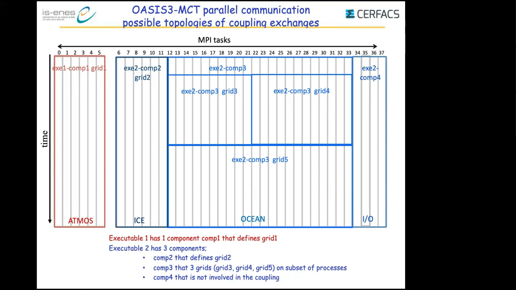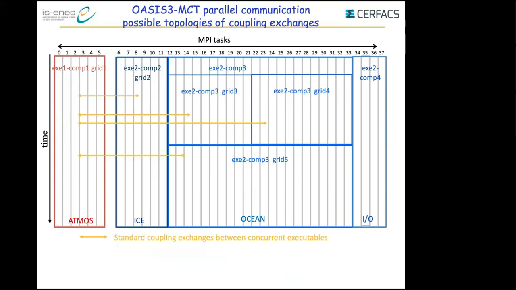So if you have those types of components and you want to know what coupling exchanges you can implement, well, you can implement standard coupling exchanges between concurrent executables. That's the very standard way. The components run in parallel and you implement coupling exchanges between them. This is the standard coupling exchange of the external coupler approach. But with OASIS3-MCT 3.0 and 5.0, of course, you can even implement those types of couplings.